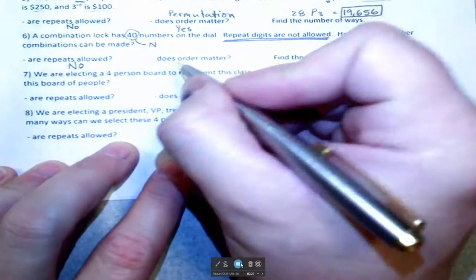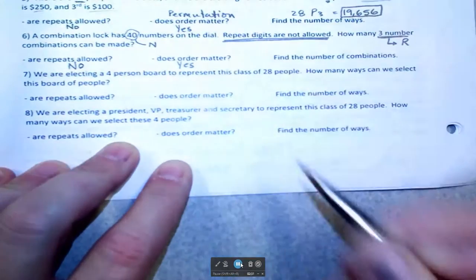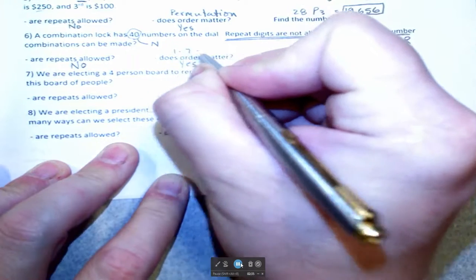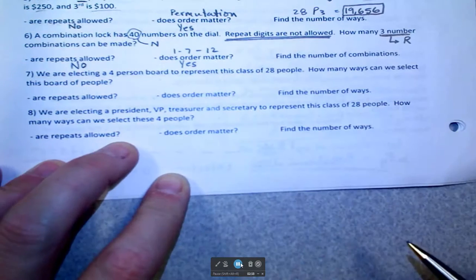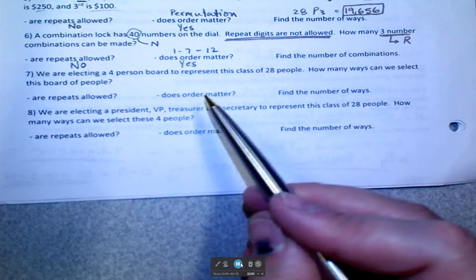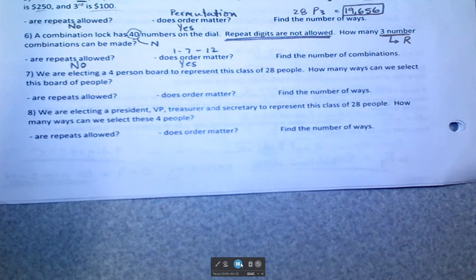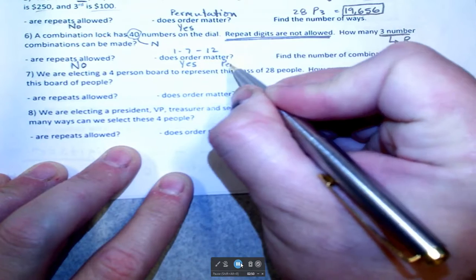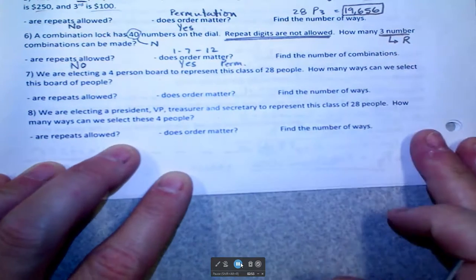Does the order matter? Yes. Because if my combination was 1, 7, 12, and you put it in 7, 1, 12, the locker will not open. So the order that you put the numbers in matters. That makes this what kind of thing? A permutation. This is a permutation.